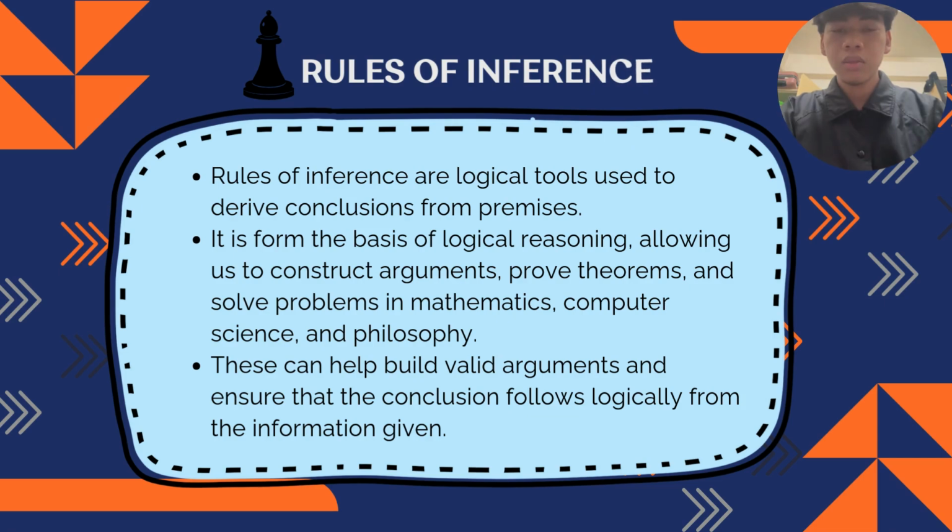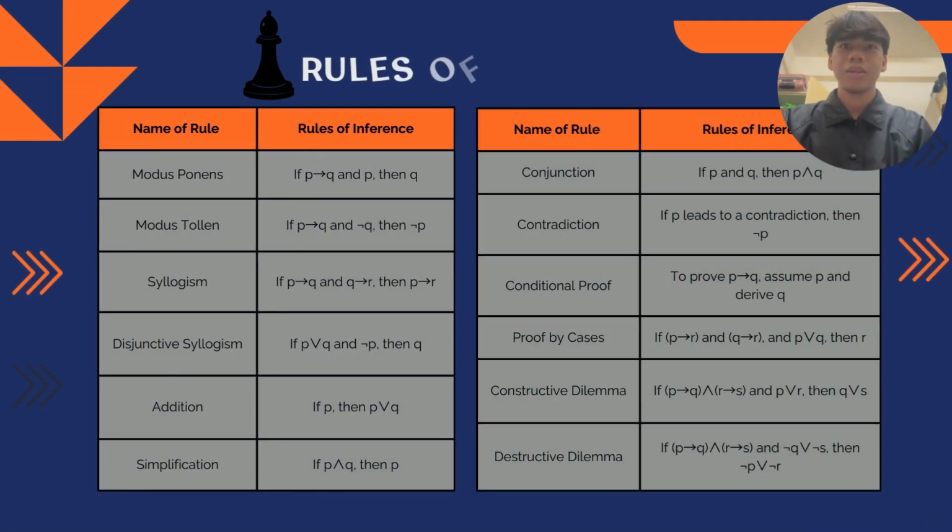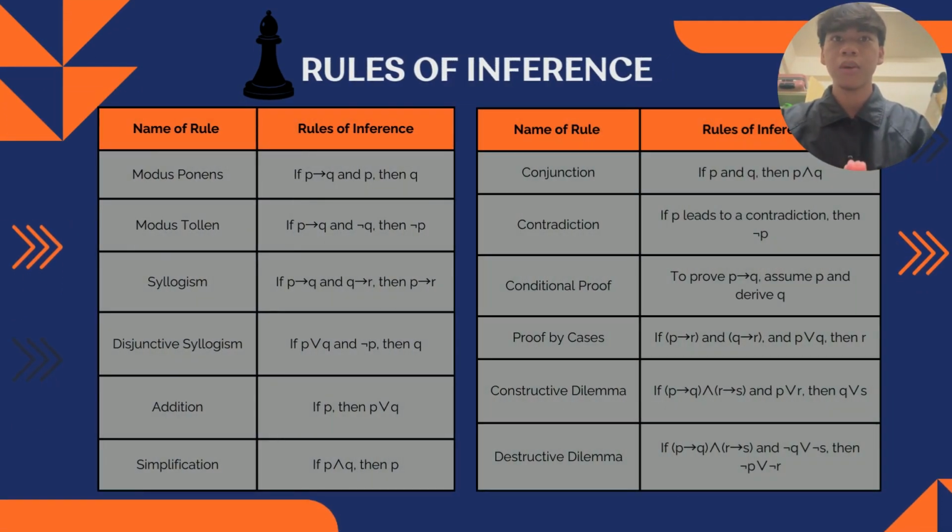Next, rules of inference. Rules of inference are logical tools used to derive conclusions from premises. They form the basis of logical reasoning, allowing us to construct arguments, prove theorems, and solve problems in mathematics, computer science, and philosophy. This can help build valid arguments and ensure that the conclusion follows logically from the information given. So next, we have the table of rules of inference.